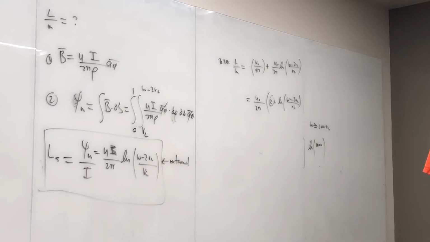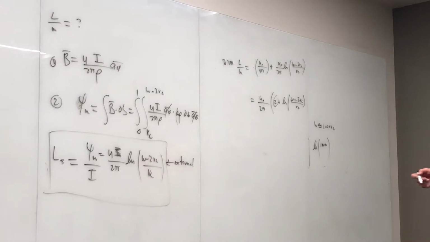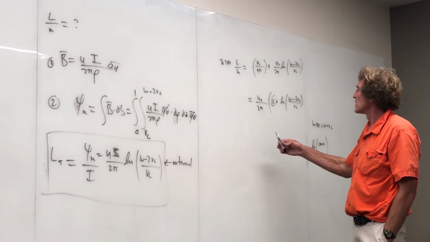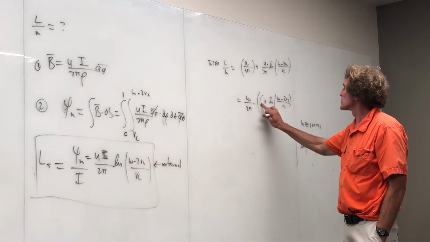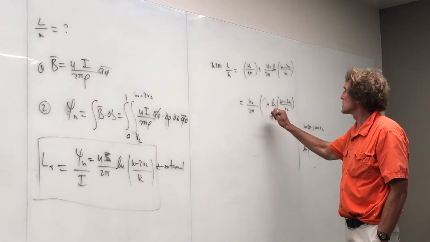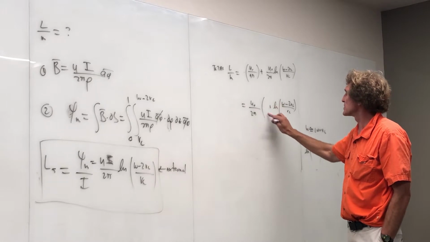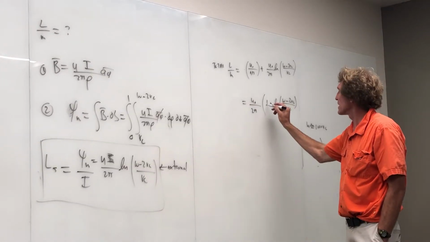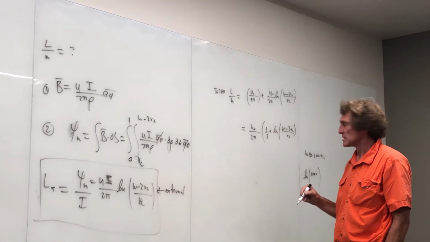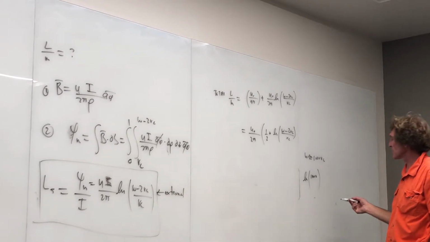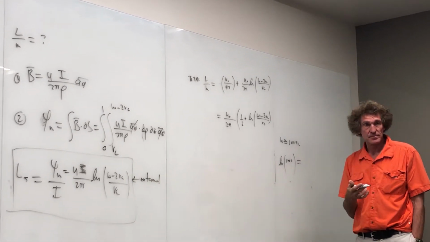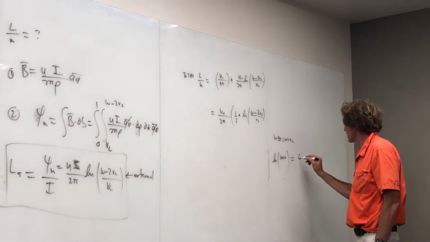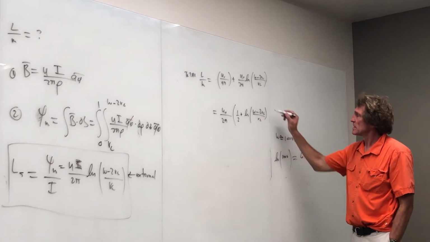You have mu naught 4 pi factoring to 2 times mu naught over 2 pi. Sorry, should that be 1/2? This is a half. My bad. You're absolutely right. This is a half. Thank you, Duncan. But what is this? Natural log of 1,000 is 6.9.